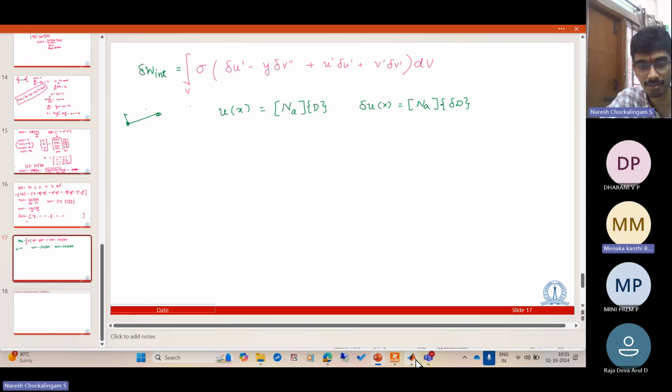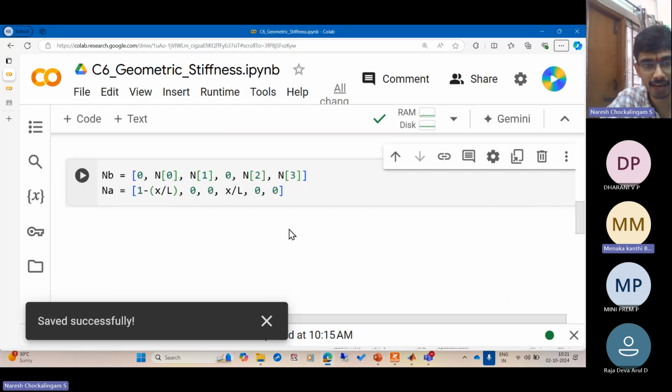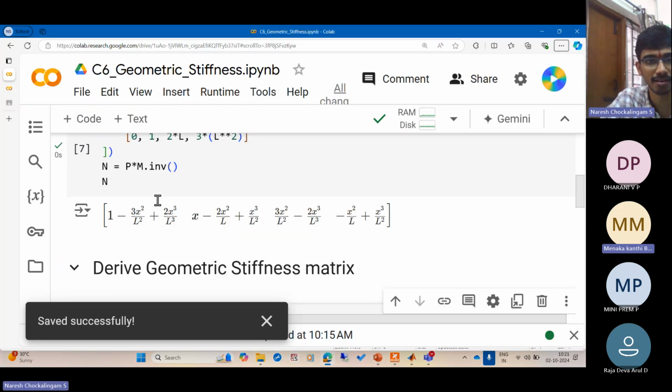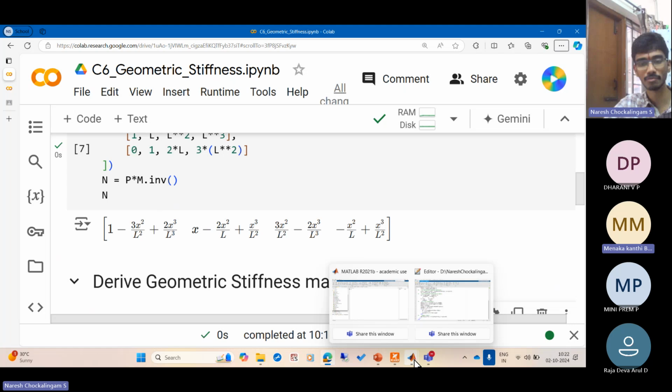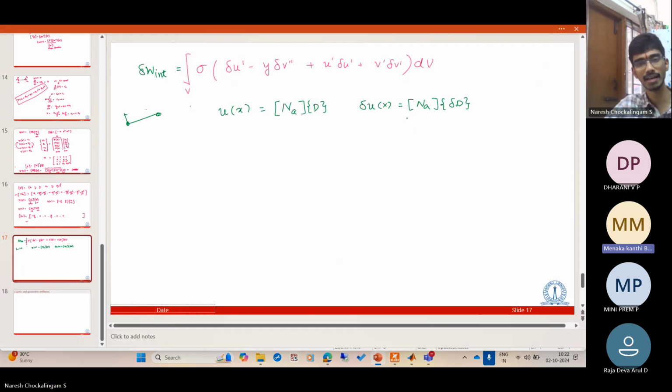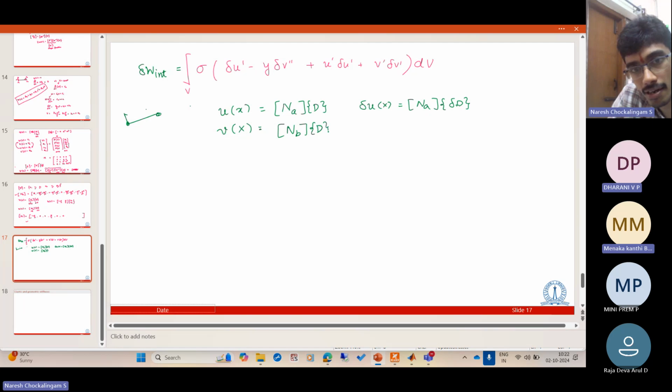See, when we derived this, it just depends on x by L, nothing else. So this does not depend on load or the strain or stress or anything else. This is just dependent on the geometry of the beam. So shape functions do not depend on the deformation. Therefore, del u of x is just Na of x times del d. Okay, then what about V? V of x is n bending d, and del V of x is n bending del d.